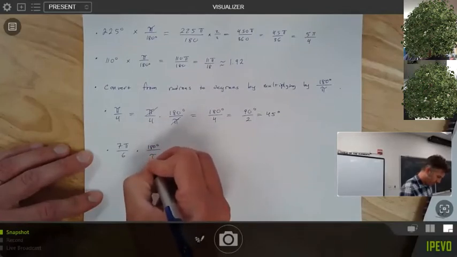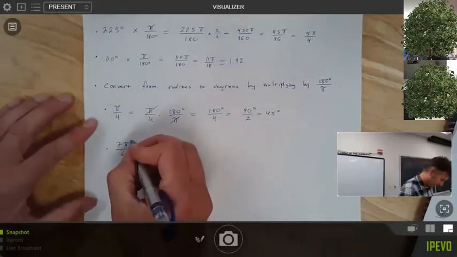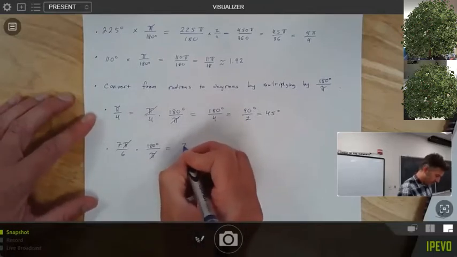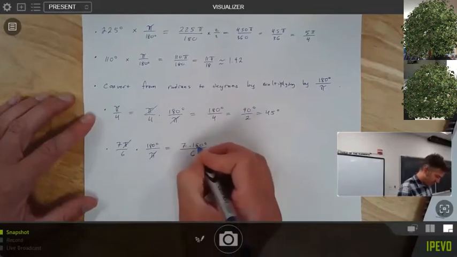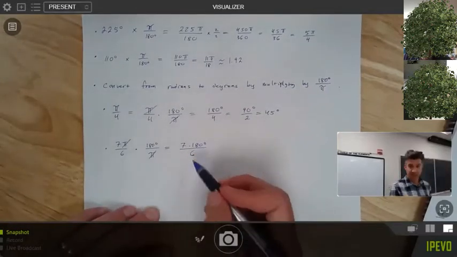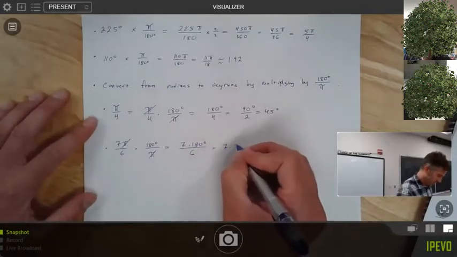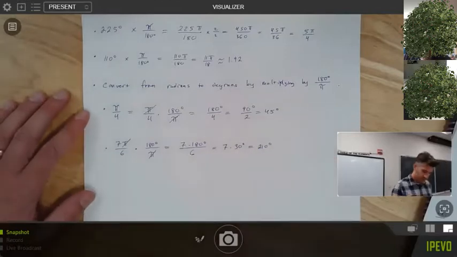Yeah. So we're going to multiply that by 180 degrees over pi. The pi's do cancel. Now, we could do 7 times 180 degrees and then divide by 6, but I think it's easier to do some division first. 180 divided by 6 is just 30. So this is really just 7 times 30 degrees, which is 210 degrees.